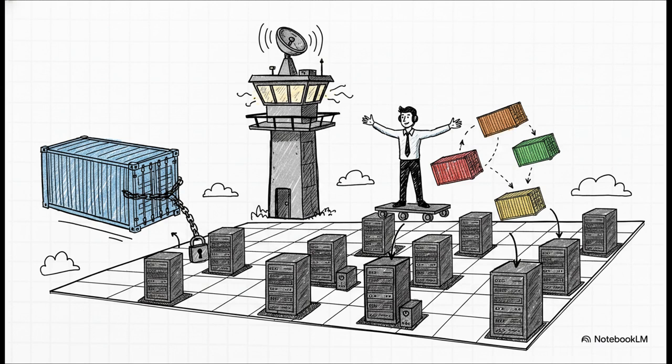But what if your app gets super popular and suddenly you need, say, 500 of those shipping containers running all at once? Well, that is where Kubernetes comes in. Kubernetes is like the port manager or the air traffic controller. It automatically manages, moves, and monitors all your Docker containers to make sure the app never goes down.